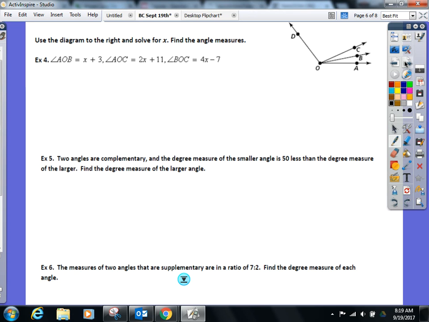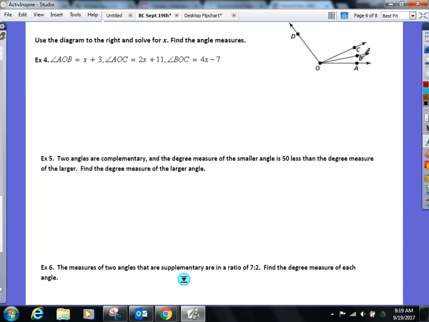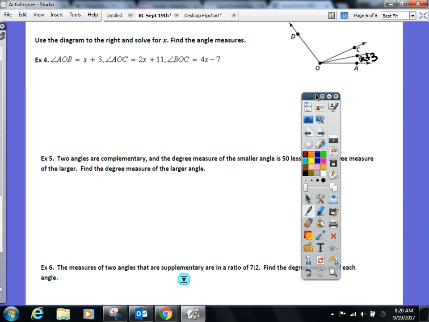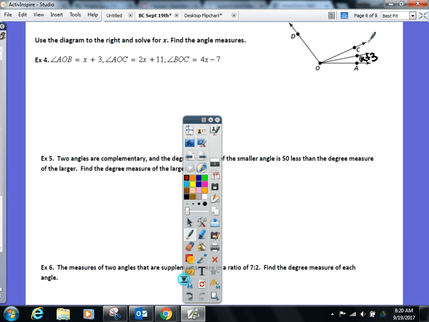All right, AOB, x plus 3. So x plus 3, AOB, follow the letters. AOC, 2x plus 11. So AOC, this angle here, 2x plus 11. And then BOC, 4x minus 7. Solve for x, find the angle measures.